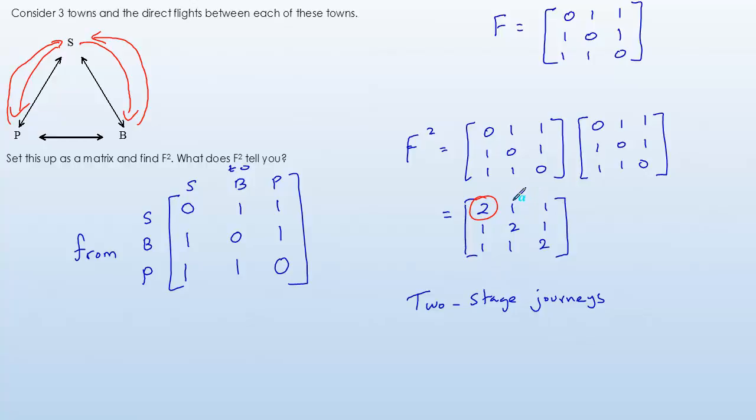But there's only one two-stage journey that takes us from S to B. So let's just look at that. A two-stage journey from S to B would be go to P and then go to B. And there's no other way of doing that, and that's why that one's a 1.